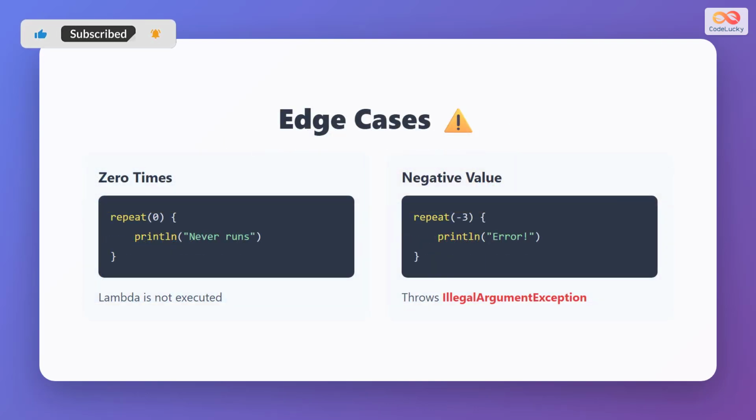It's important to understand how repeat handles edge cases. First, let's look at passing 0 as the times parameter. When you call repeat with 0, the lambda function is simply not executed at all. The code inside never runs, and your program continues normally. This is useful because you don't need to add special checks for 0 iterations. Now, what happens with negative values? If you pass a negative number to repeat, Kotlin throws an illegal argument exception. This is a safety feature that prevents unexpected behavior. Always ensure your times parameter is a non-negative integer. If you're working with dynamic values, consider adding validation before calling repeat to avoid runtime exceptions.